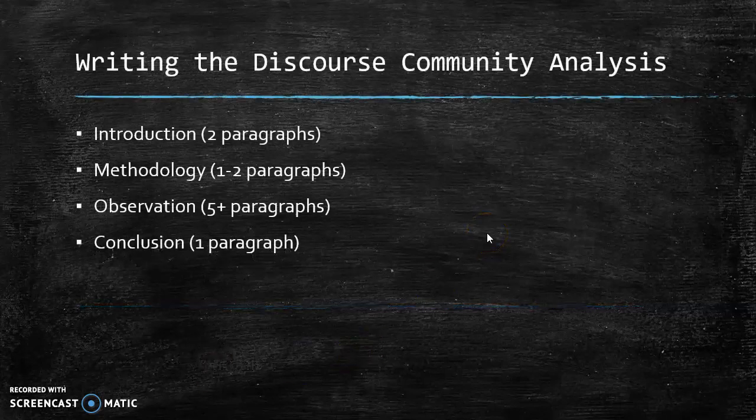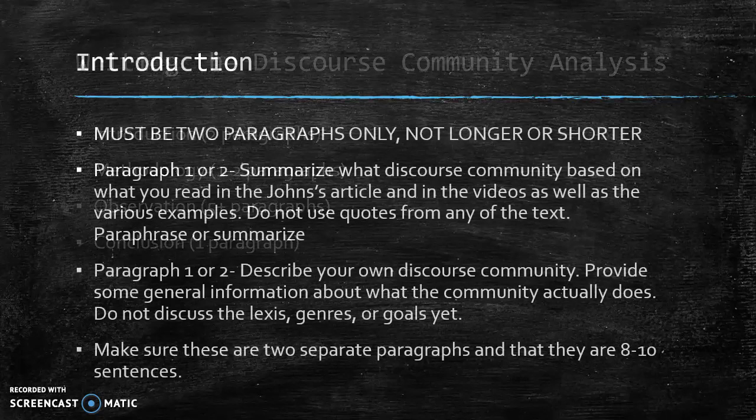So just to run things down, the introduction section of your discourse community analysis is 2 paragraphs. The methodology section is 1 to 2 paragraphs. The observation section is 5+ paragraphs and is the biggest section of the essay. And then you have your conclusion, which is 1 paragraph. So that is relatively straightforward, but let's get into the nuts and bolts of what this should look like.